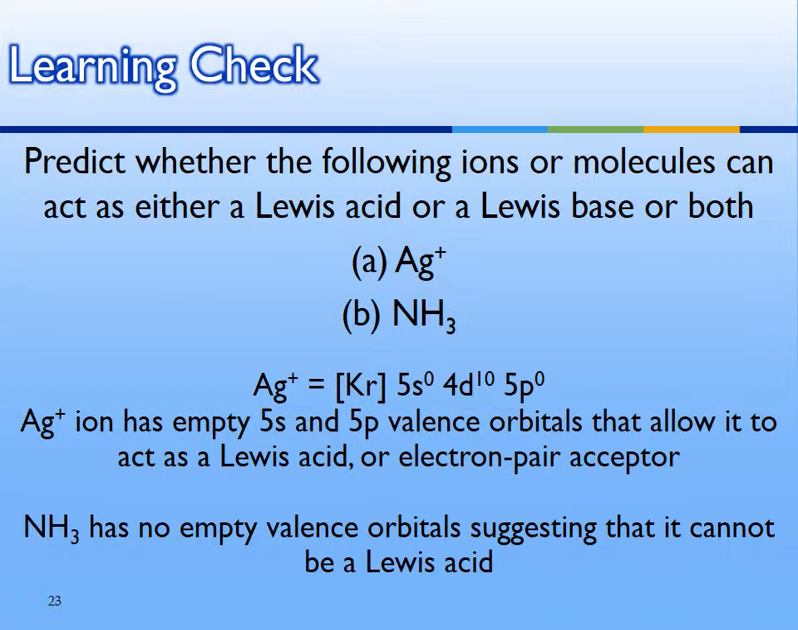Okay, well, silver, if you draw its electron configuration, has empty 5s and 5p valence orbitals that allow it to act as a Lewis acid or electron pair acceptor, rather than an electron pair donor. Ammonia really has no empty valence orbitals, suggesting that it can only be a Lewis base.